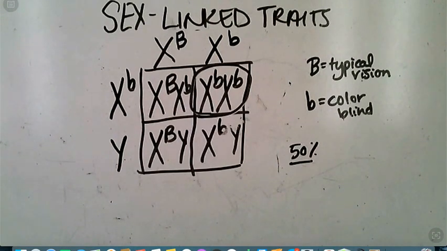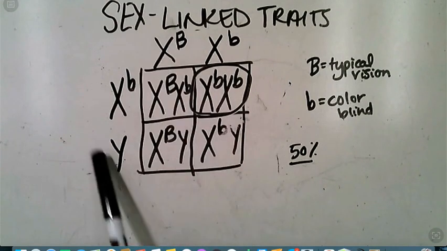Okay. Questions about sex-linked traits? Sometimes you have to think through them, like if dad had it, and you can figure it out. But if you can't think through it in your head, just do a Punnett square.